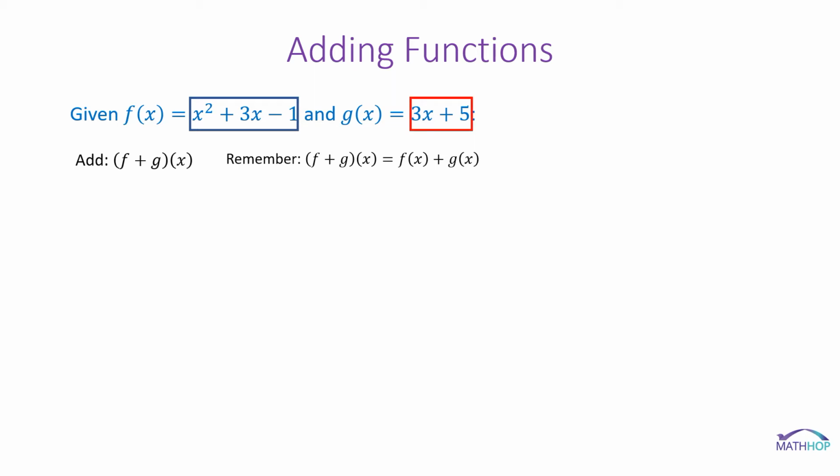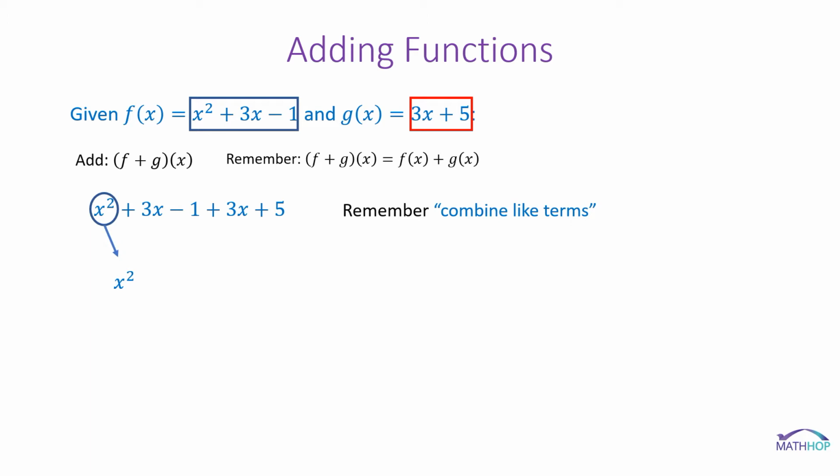So when we add them, we simply put them together. It's x squared plus 3x minus 1 plus 3x plus 5. And now we combine our like terms. So let's look at our x squared first. X squared doesn't have another x squared partner, so it just comes down as x squared. There's nothing to add or subtract it to or from.